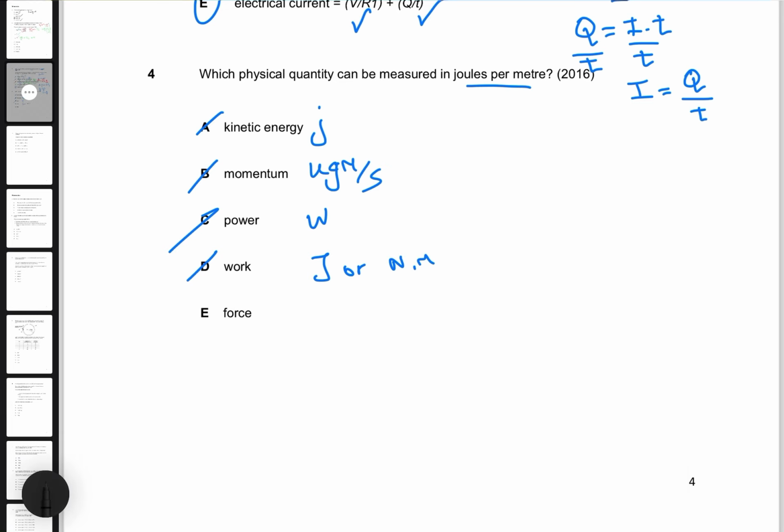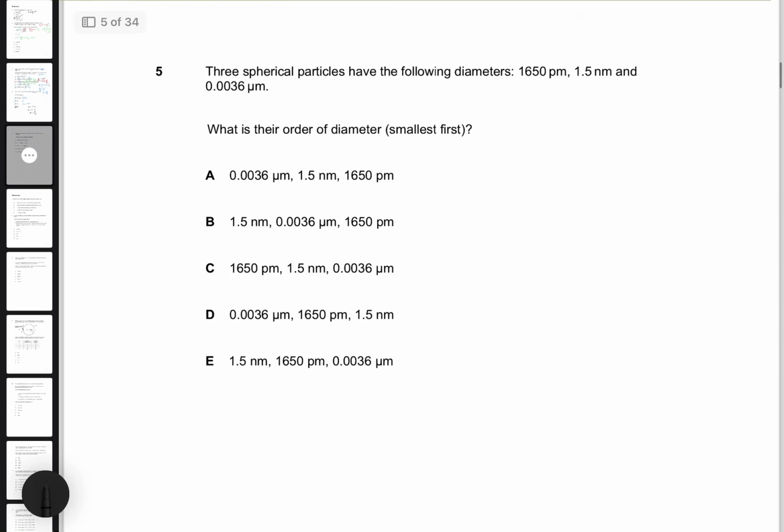Force, on the other hand, well, we know that work is equal to force times displacement or distance. Work is measured in joules and force is measured in newtons times meters, which is basically the unit of distance. So if we rearrange this, we find that N is equal to joules over meters. So 1 newton is technically equal to 1 joule per meter, which makes force the correct answer.